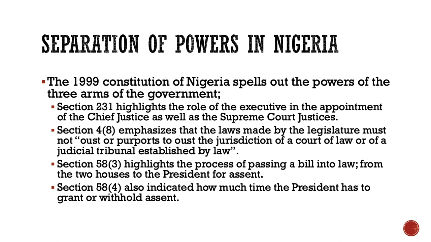Section 58, subsection 3 and 4 talks about the process of passing a bill. You know, the fact that the president has to assent, and he cannot just indefinitely hold the bill without either saying he's assenting or rejecting, withdrawing his assent. So it is clear that the Constitution prescribes what functions each organ of government performs and how they ought to perform those functions as well. You see, so which is the ideal thing.